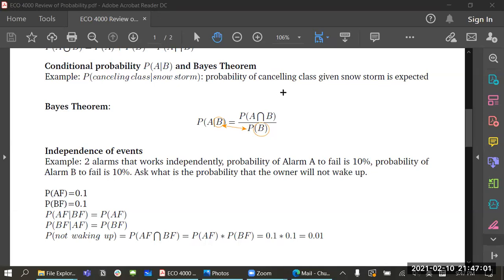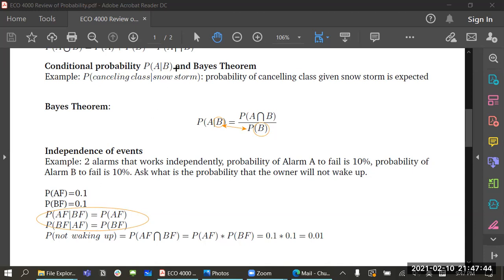So now we ask, what is the probability that the owner will not wake up? The owner sets two alarms, both independently having a failing chance of 10%. So P(A fails) is 0.1 and P(B fails) is also 0.1. Their conditional probability equals themselves. This one is very, very important for you to understand. You should understand it instead of memorizing it.